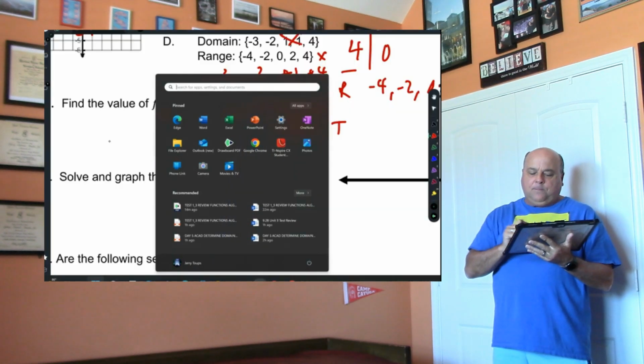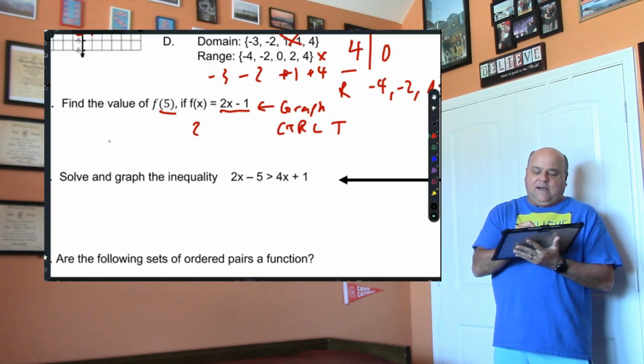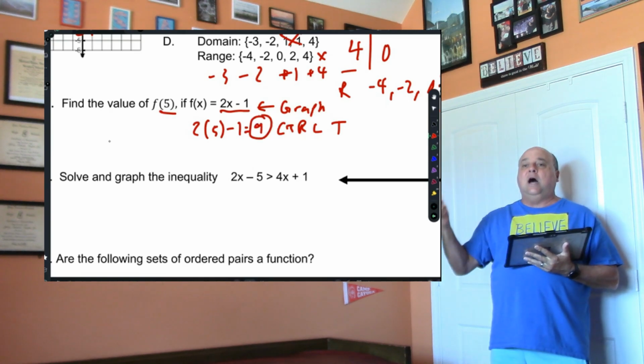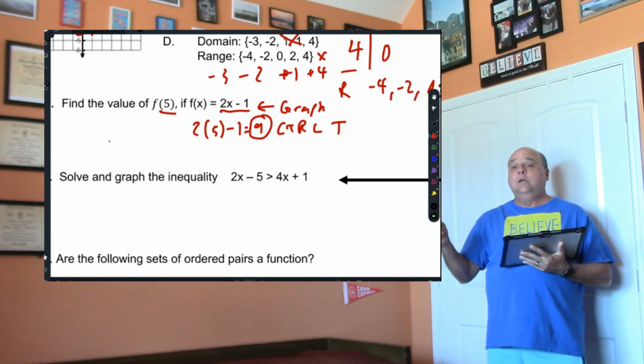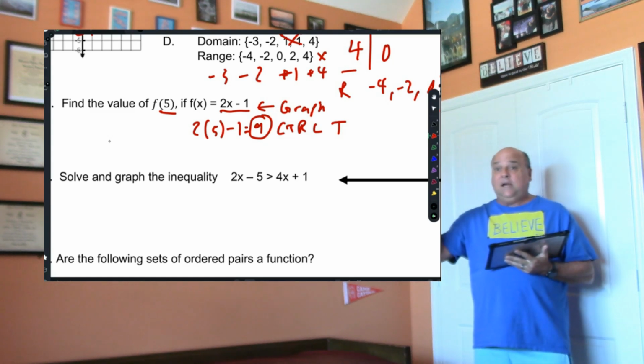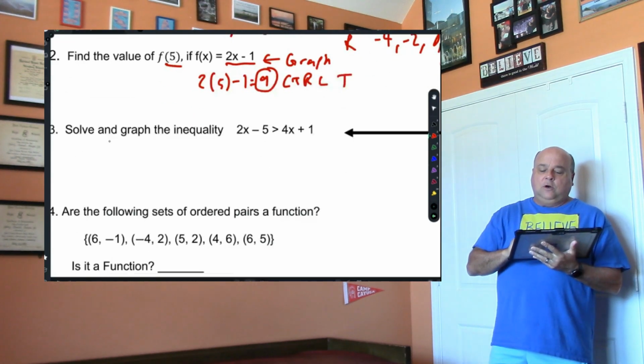I'm going to go to my paper here. If I input 5, 2 times 5 minus 1, if I do this math, I'll get 9. The calculator automatically gets you the answer though. So if you use the calculator, you won't make a mathematical error. Let's go to the next one.